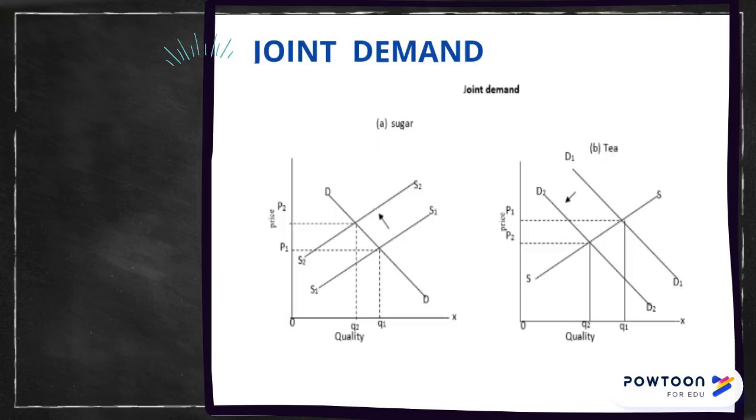There will be a reduction in tea consumption, therefore leading to a fall in both the quantity from OQ1 to OQ2 and price of tea from OP1 to OP2.